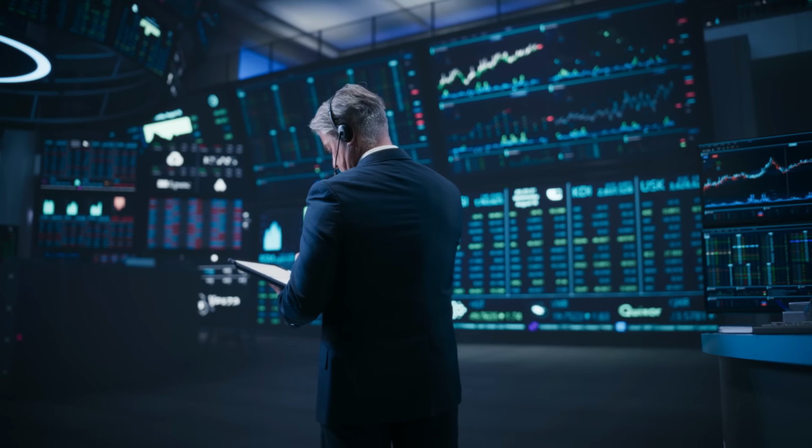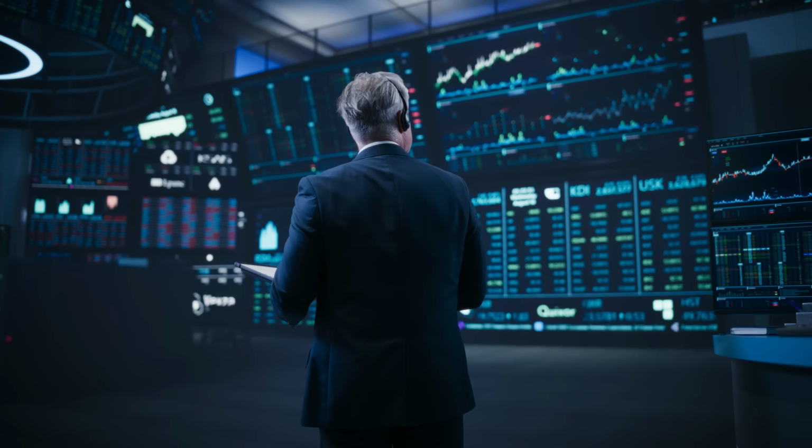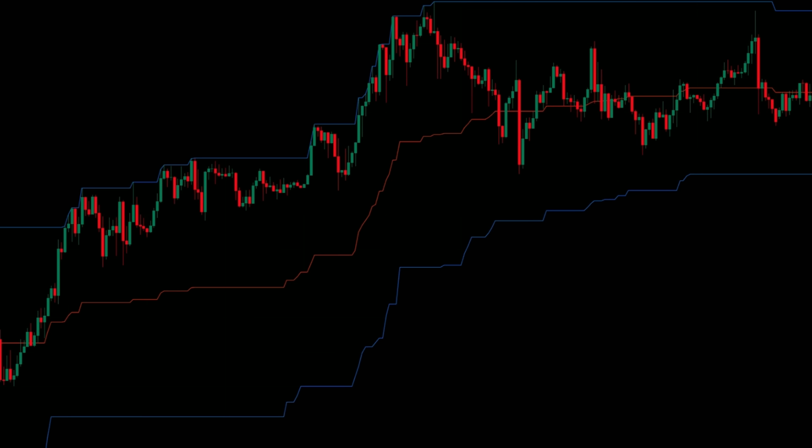Now let's put this together, because rules only matter if you actually follow them. First rule, you're not here to predict anything. Prediction creates emotion. Emotion creates mistakes. Structure keeps you disciplined. So, look at this chart again. Price is above the midline. That instantly removes half of your bad decisions. You're not selling, not just this once, not because price looks high.